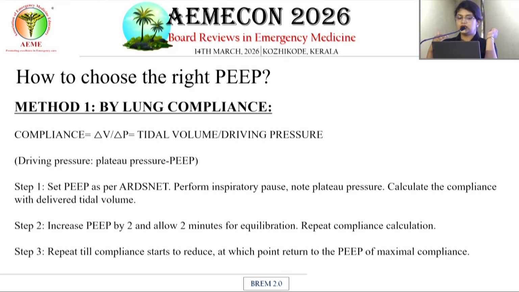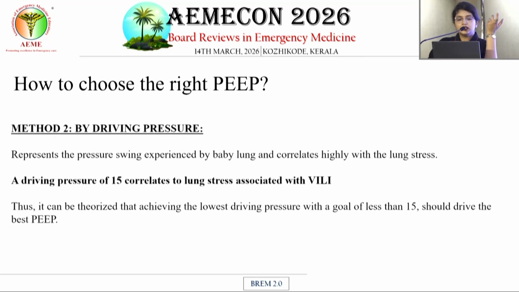What you do is increase PEEP by 2 centimeters of water, allow 2 minutes for equilibration and calculate the compliance. At one point of time, the compliance will start to reduce, right? So you should go back to the PEEP which had the maximal compliance and set it. The other thing is to choose the right PEEP to maintain driving pressures of less than 14 centimeters of water.